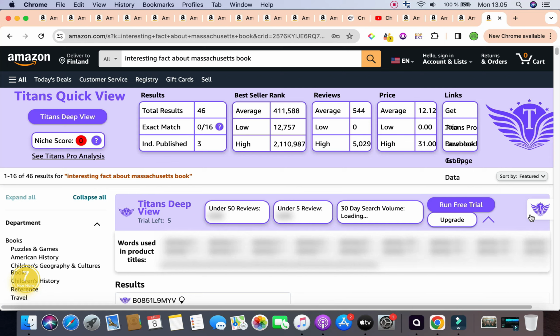My apologies for the pronunciation. Massachusetts book has a total results of 46 and a keyword niche score of number 7 by Amazon Scout Pro Chrome extension. Also, we have the bestseller rank sitting at 411,588, which is also good to see.